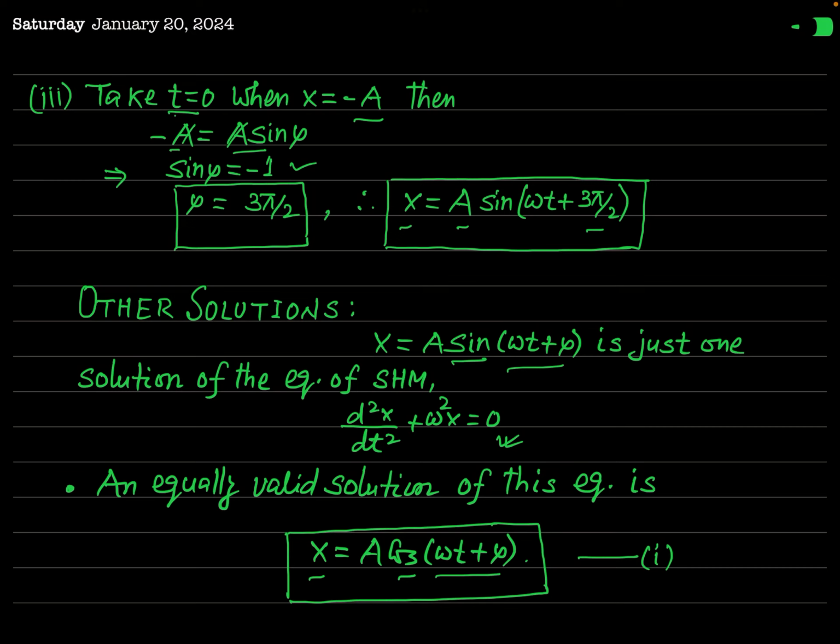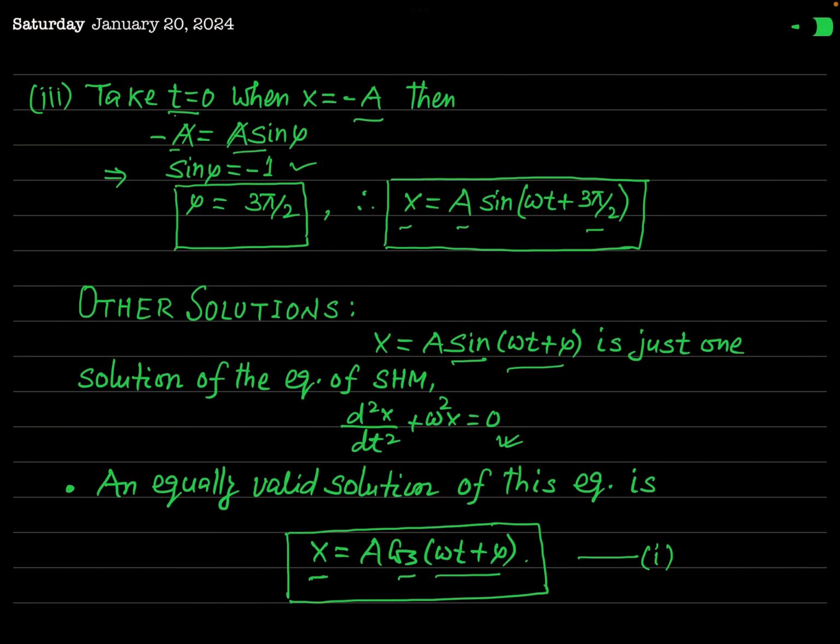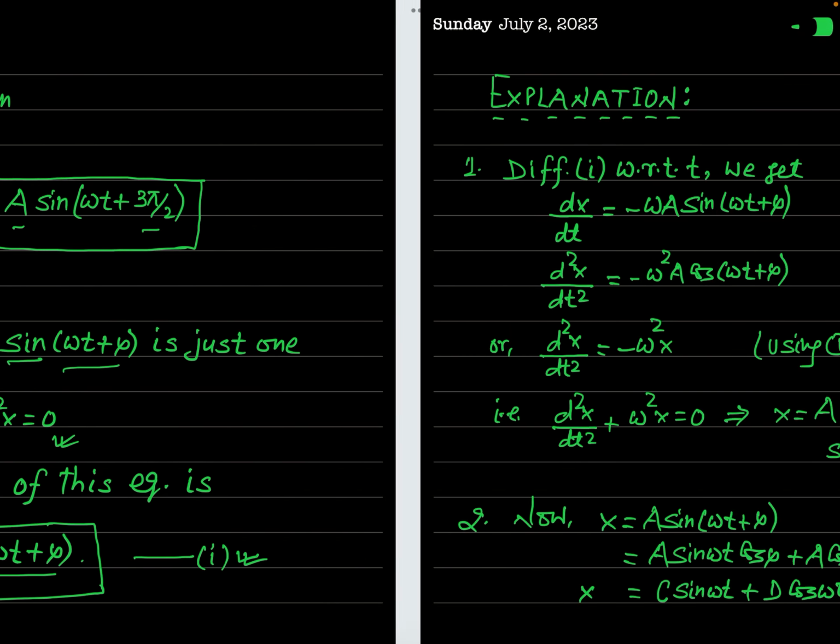So if you say that x equal to a cos(omega t plus phi) is a valid solution of the equation of motion of SHM, just like x equal to a sin(omega t plus phi), then this solution must satisfy the equation of motion of SHM. So let us check it. For checking this, let us differentiate equation 1 with respect to t. See this equation and try to differentiate it: x equal to a cos(omega t plus phi).